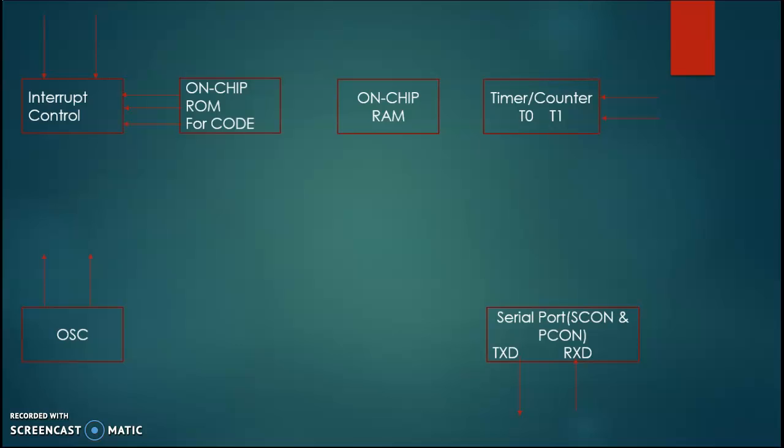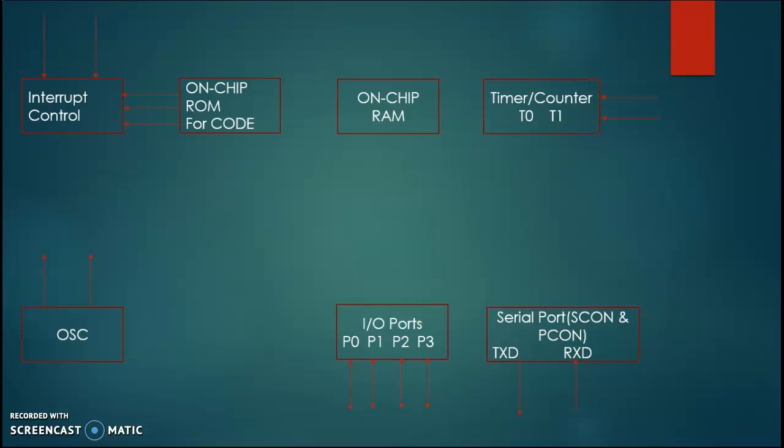All this communication is done by the serial port only when the devices are connected to the RxD pin and TxD pin of your microcontroller. RxD and TxD pins are basically receiver and transmitter pins which are there in the microcontroller.